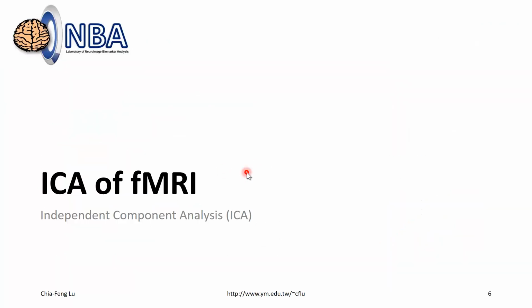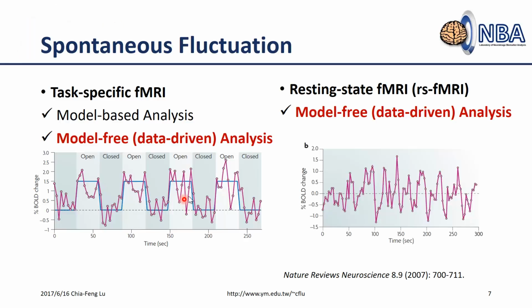So in the first session, I'd like to talk about ICA, the principle behind ICA, and how we can use this analysis approach to analyze our fMRI data set. As we mentioned last week, normally for task-specific fMRI, we can perform either model-based analysis, such as the GLM, but we can also consider some approaches called model-free or data-driven analysis.